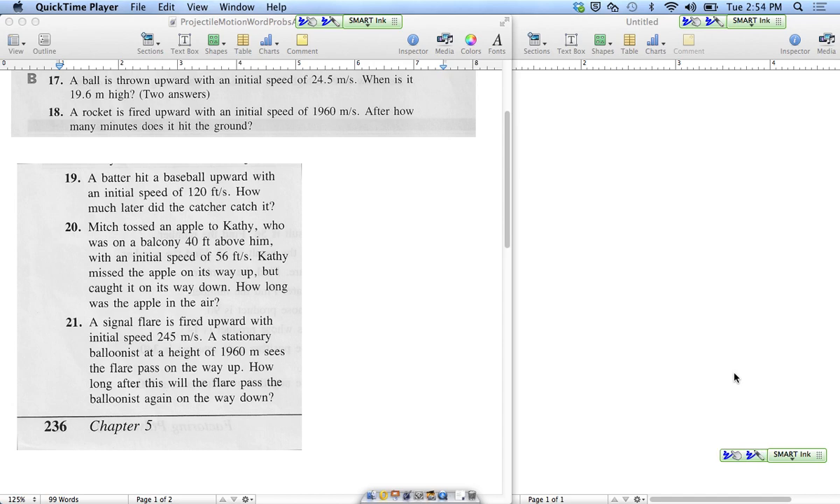Assigned for projectile motion. Number 17, this unit of measure is meters, so the first thing you need to do is identify the formula to use. So here you'll be using the formula with 4.9.